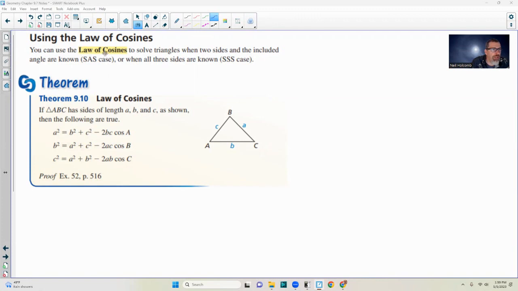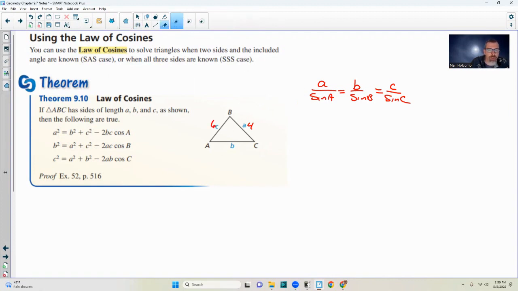It says you can use the law of cosines to solve triangles when two sides and the included angle are known, SAS, or when all three sides are known and no angles are. Let me explain why you can't use the law of sines when you don't know any angle measures, because you'd end up with A over sine of A equals B over sine of B equals C over sine of C. Let's just say I knew A was 4 and C is 6, for example.